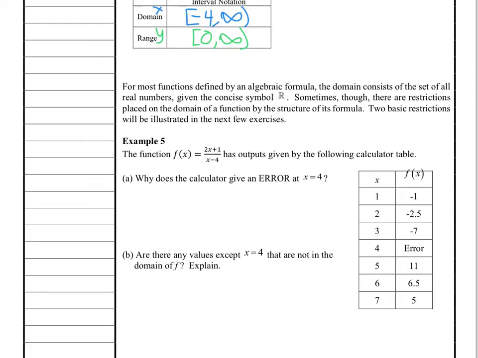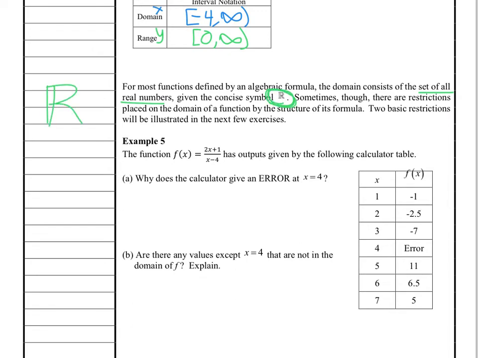All right, so we're going to read this little piece here. It says, for most functions defined by an algebraic formula, the domain consists of the set of all real numbers, given the concise symbol with this R. That R means all real numbers. So maybe you want to underline or highlight this part. The set of real numbers is that R. It's fancy. Looks like this.